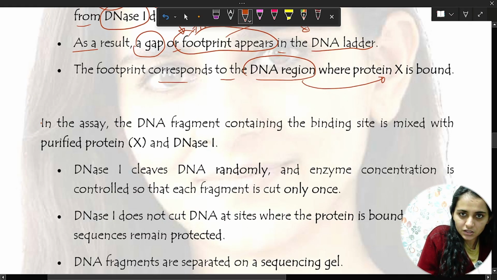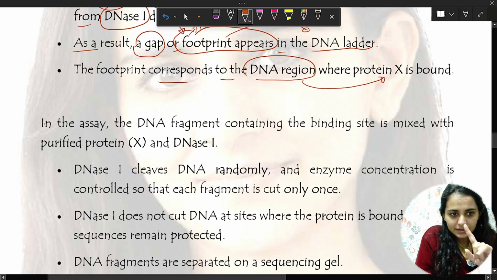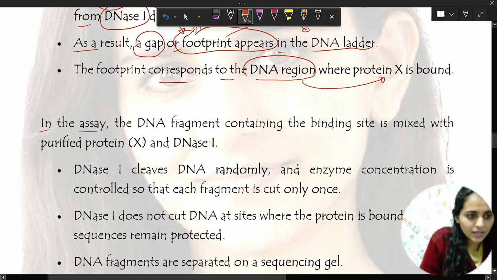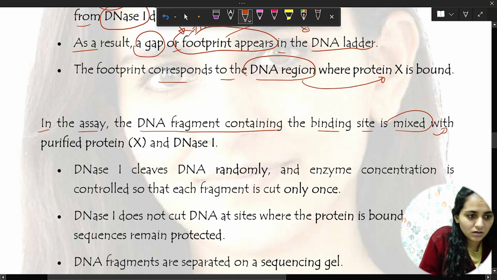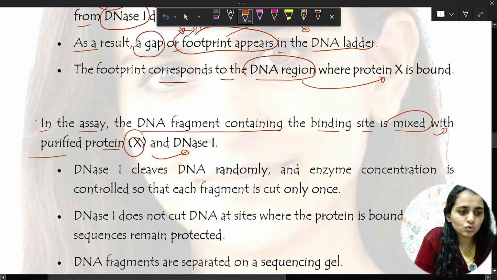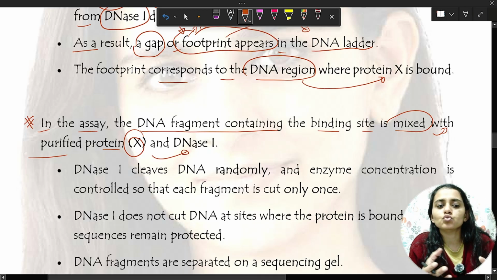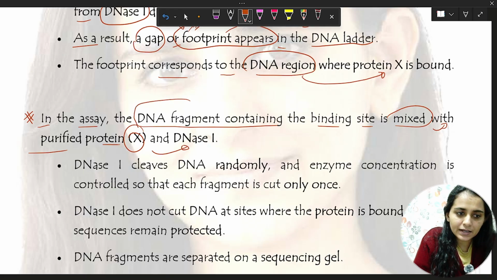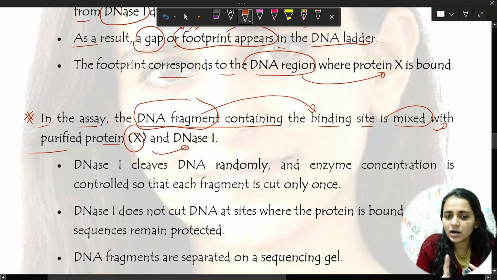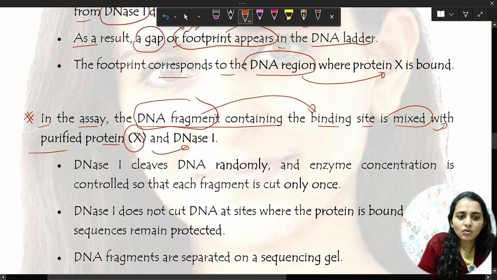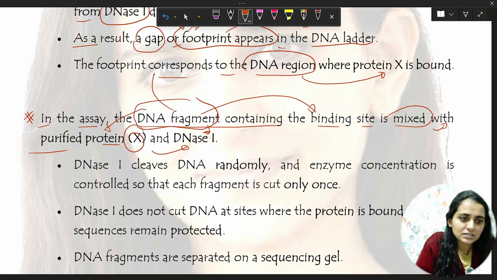Now it is not complete yet, so listen. In the assay, the DNA fragment containing the binding site is mixed with purified protein X and DNase I. What we do now is an experiment. We take a DNA fragment that has the binding site but not the protein yet. We mix that with protein X and DNase I, and we get this type of result.